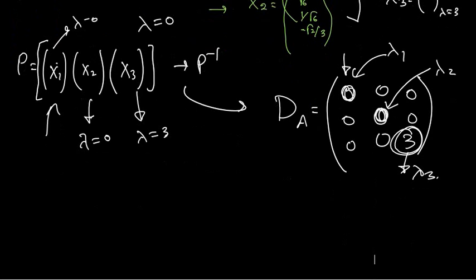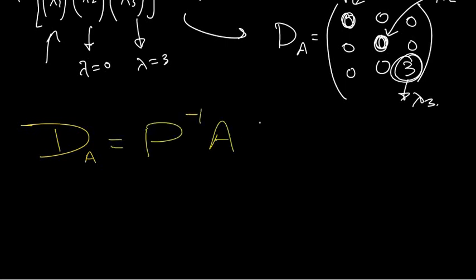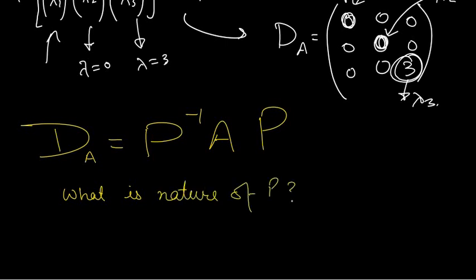There is an important comment about the matrix that we are dealing with. We have not discussed what type of matrix P is. For diagonalization of a matrix, we have written D = P inverse A P. So one can ask the question, what is the nature of this matrix P? If you have P, you have P inverse.